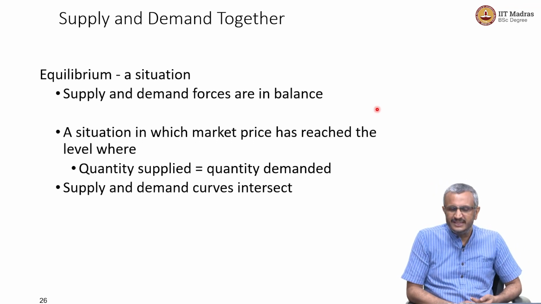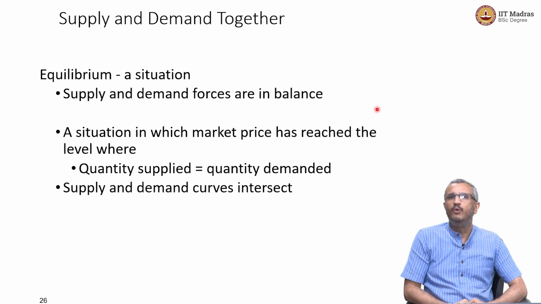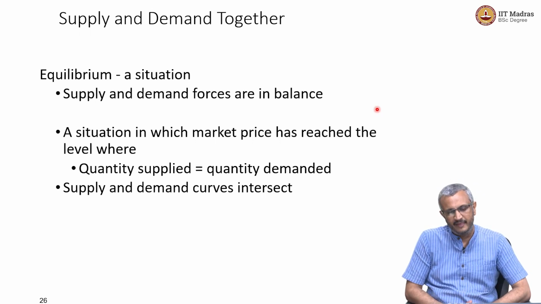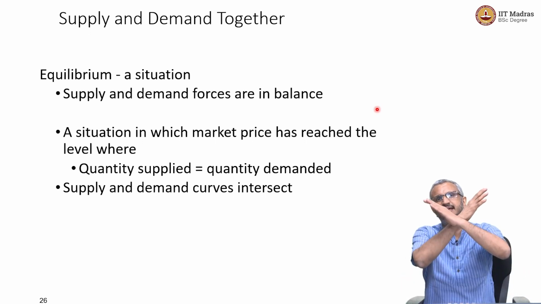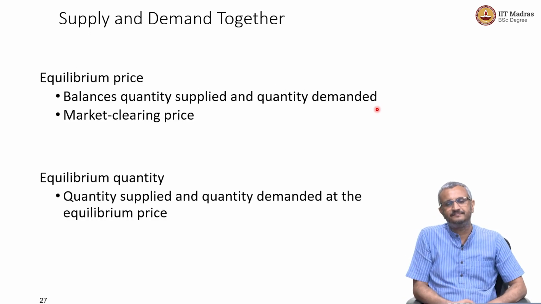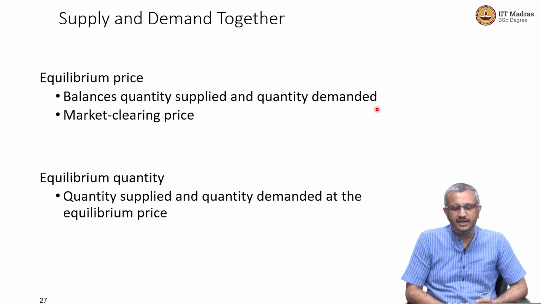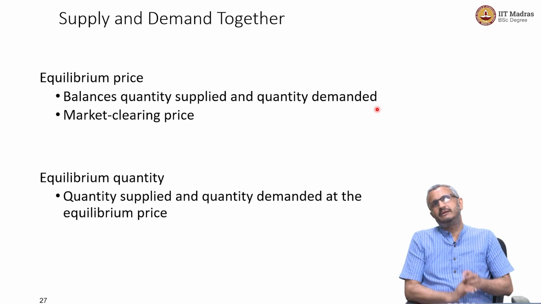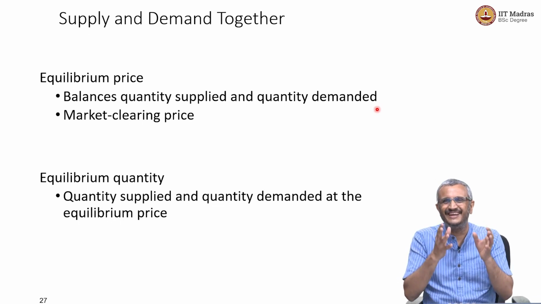So, a situation in which market price has reached a level where quantity demanded is equal to quantity supplied. That is where the supply and demand curves intersect. That is the equilibrium in the market. That equilibrium comes at an equilibrium price. At that particular equilibrium price, quantity demanded and quantity supplied are balanced by price, and we call it the market clearing price.